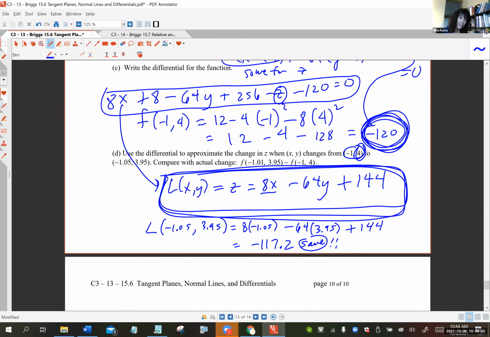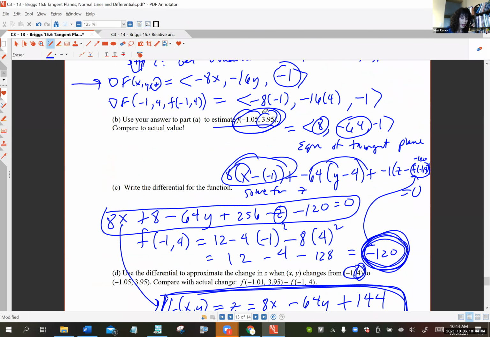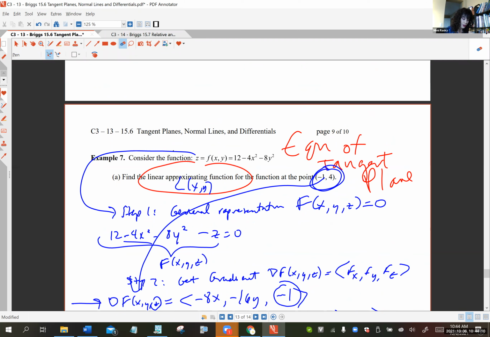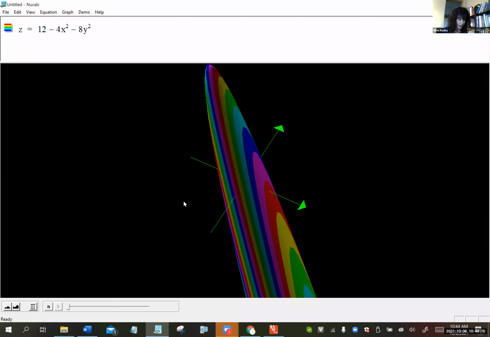Now, what about the actual function's value at these coordinates? Well, we're just going to substitute those coordinates into the original function up here. That's our paraboloid surface, remember? That's the function. Plug it into him.